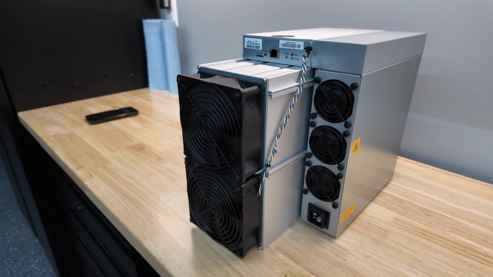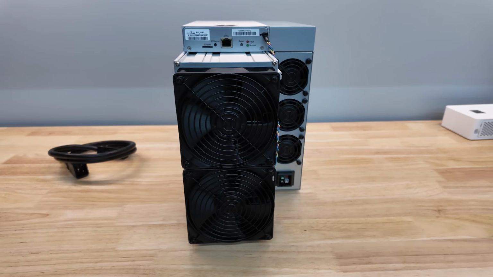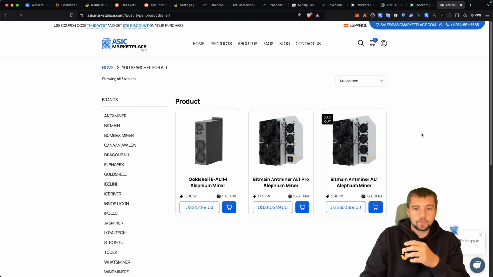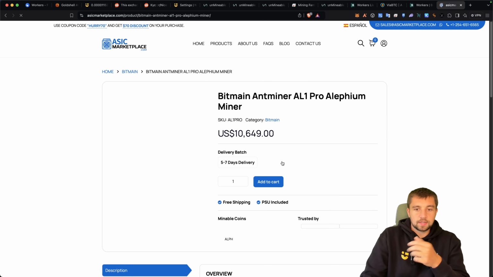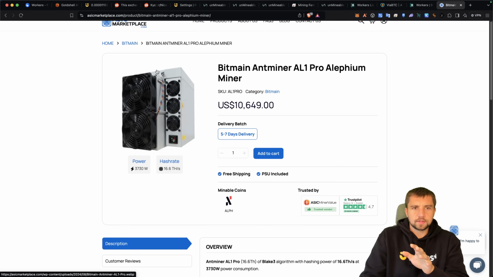I also have the AL1 from Bitmain, which they basically did the same thing. Got into this at a $30,000 price point. You can order the same thing today, about a month later, with basically delivery within a week for one third of the price. And this is of no fault to ASIC Marketplace.